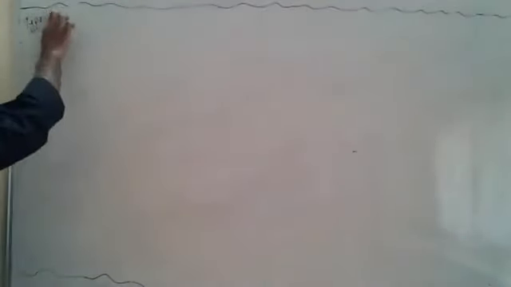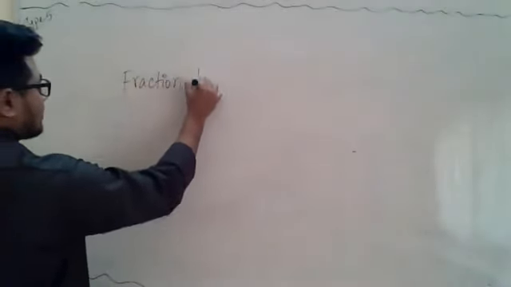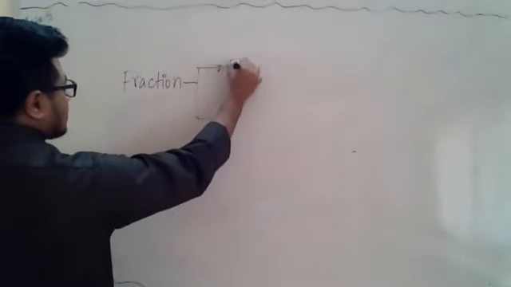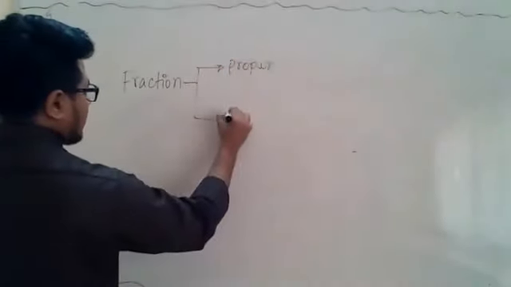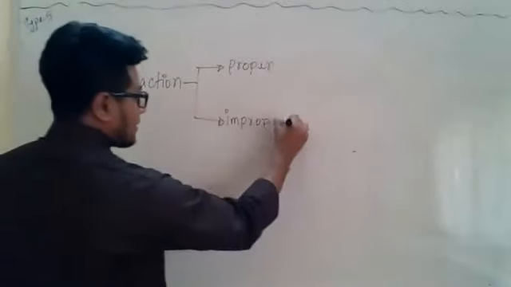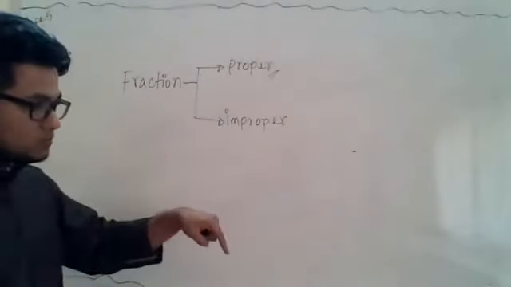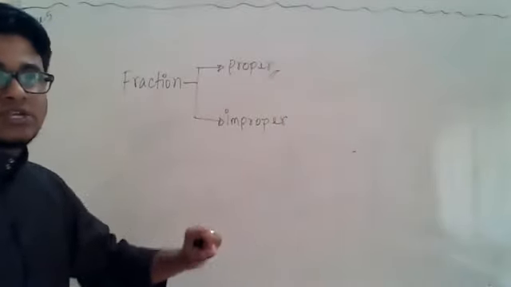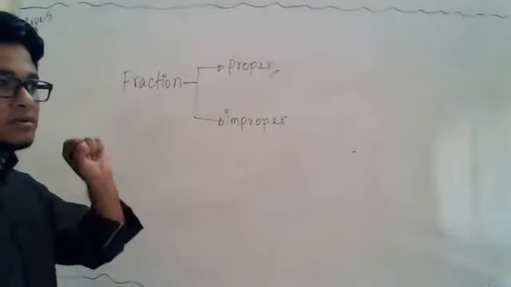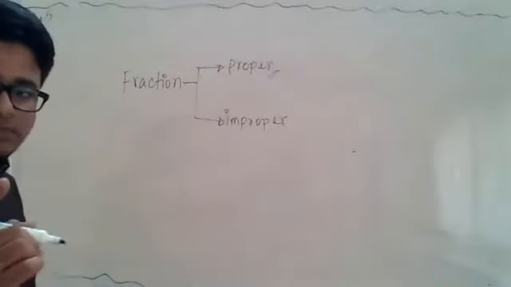Now we have type 5. Before I start explaining type 5, I want to tell you something. I already discussed this one, I guess. If you remember, fractions are mainly of two types: proper fraction and improper fraction. What we studied till now are all proper fractions, and what we are going to study now is improper fraction. Now the question arises, how do we understand whether the fraction we have is a proper one or an improper one? Did I explain this one?